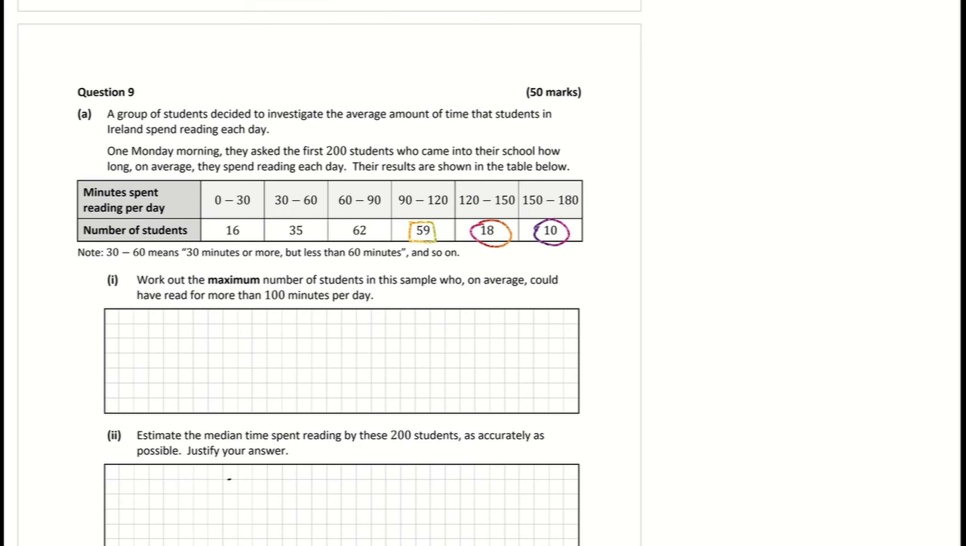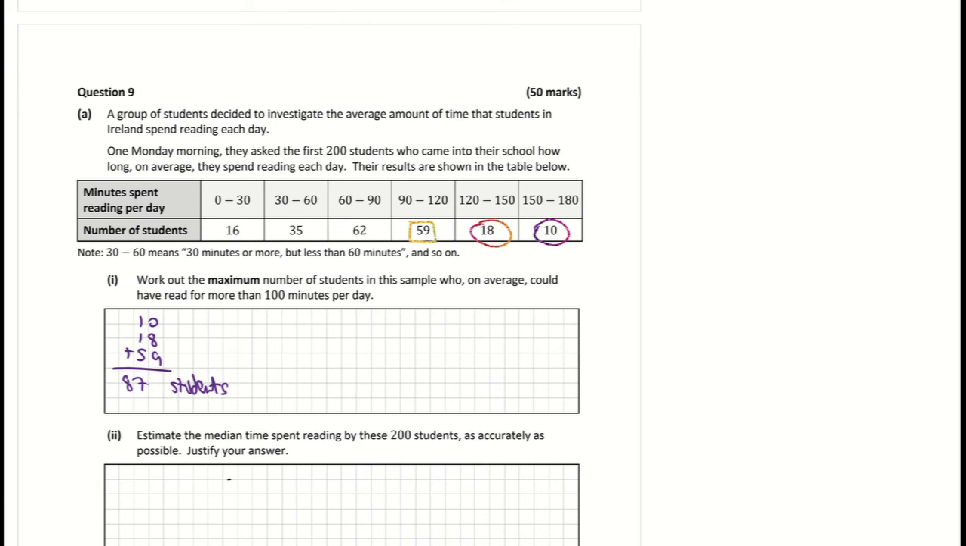They read between 90 and 120, but the question said what's the maximum number of students who could have read greater than 100. So we're going to assume that those 59 are included as well. So we're going to assume they read 101 minutes, for instance. They could have read less, but the question asked for the maximum. So we're going to assume they did read above 100 minutes. So that's bringing us to 87 students in total.